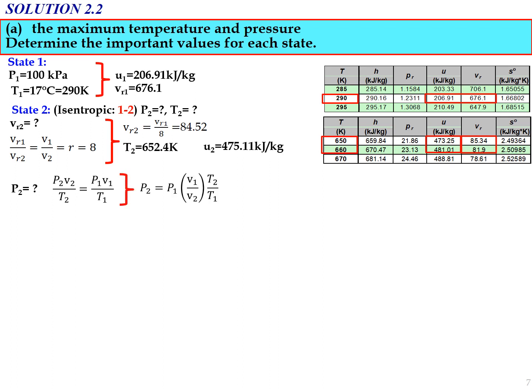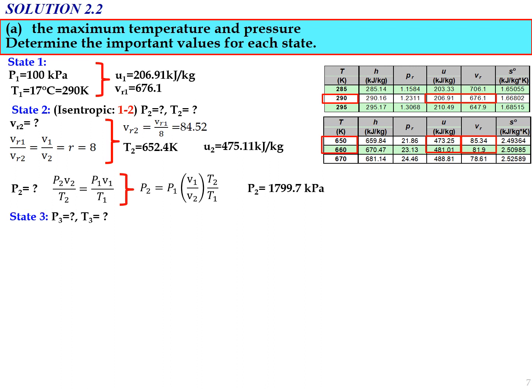So rearranging the equation, you get the equation for P2, where P2 equals P1 multiplied by V1 divided by V2, multiplied by T2 divided by T1. Okay, so we have the values for P1, T2, and T1. The value for V1 divided by V2 actually represents the compression ratio, which is equal to 8. So substitute all the values that we have into the equation for P2, and now we get the value for P2, which is equal to 1799.7 kilopascal. Okay, so done for state number 2.